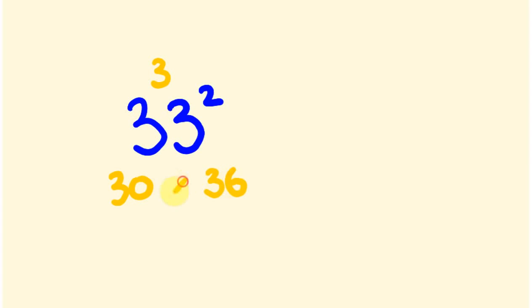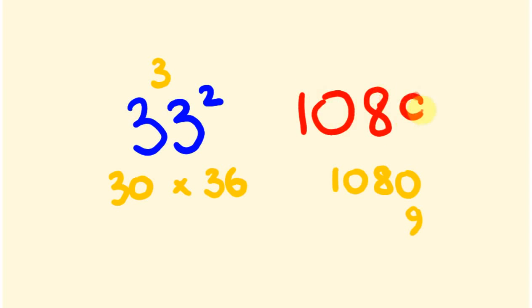Next step, we multiply these. So 30 times 36. This is pretty much the same as 900 plus 180, so 1080. 30 times 30 is 900. 6 times 30 is 180, so we add that on. The last step is we add this number squared to it. So 3 threes are 9. So what's our answer? 1089. Not too bad, right?